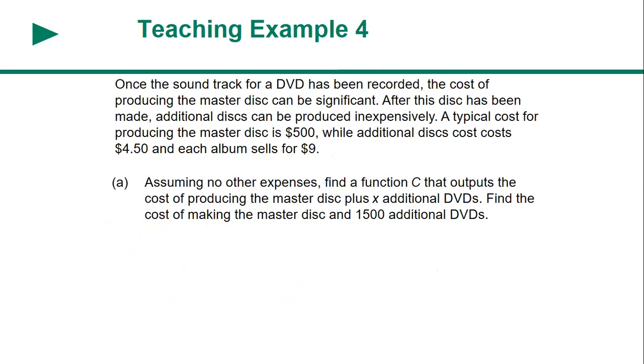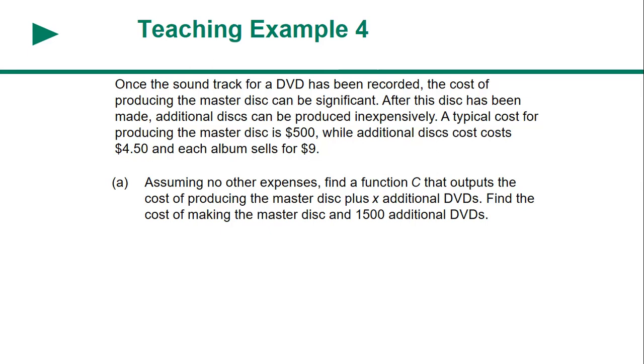I know it's DVDs and we don't use DVDs anymore, but we're just gonna roll with this. Once the soundtrack for a DVD has been recorded, the cost of producing the master disc can be significant. After the disc has been made, additional discs can be produced inexpensively. A typical cost for producing the master disc is $500, while additional discs cost $4.50 each, and each album sells for $9. Assume no other expenses.